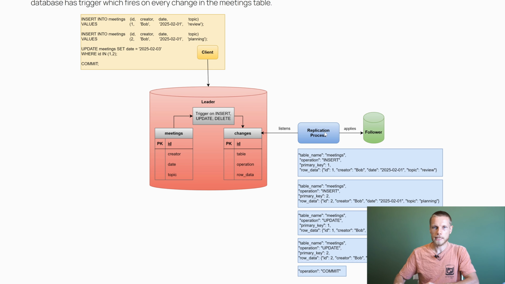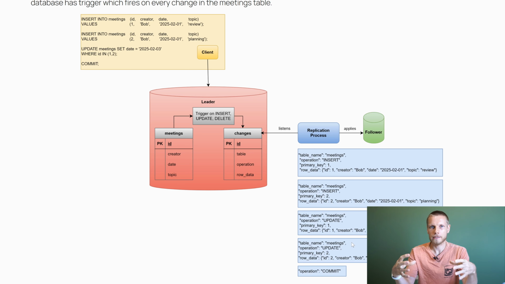And there is some external third-party replication process. We could use our own process, or we could use some framework which does it. And this replication process just constantly listens to the changes table and applies them to the follower. So those records which are being sent could look like this. It's just a record of the changes table. So there is the table name, operation, primary key, which identifies which row was changed, and the row data. And thus, for each change, we have a separate message which is sent to the follower and applied on it.